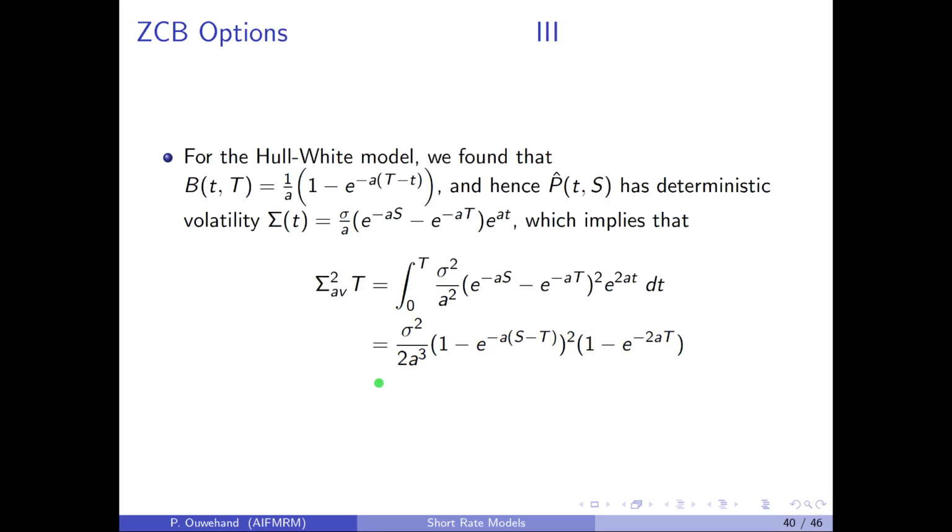We now have seen how to price zero coupon bond options in the Merton and Vasicek model, as well as the Ho-Lee and Hull-White extended Vasicek models, and therefore we are now able to price caps and floors in those models. Next we consider coupon bond options.